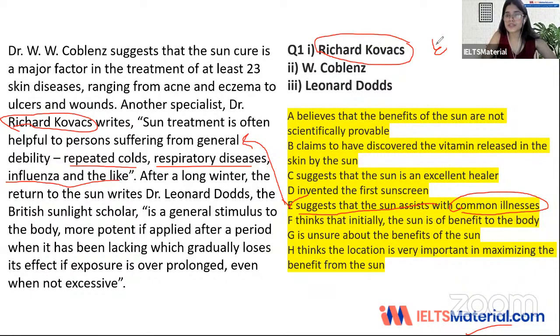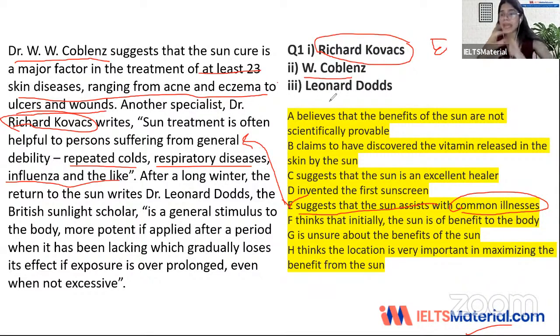The second question is W Koblenz. So can we scan our answer for this one? Can you scan the paragraph? Where do you find W Koblenz written in the paragraph? The very first line. It is written here that W Koblenz suggests that sun cure is a major factor in the treatment of at least 23 skin diseases, ranging from acne and eczema to ulcers and wounds.